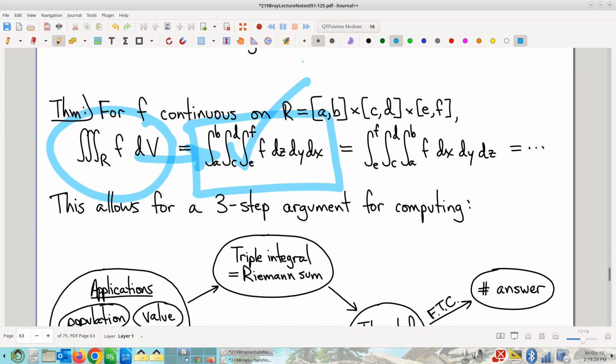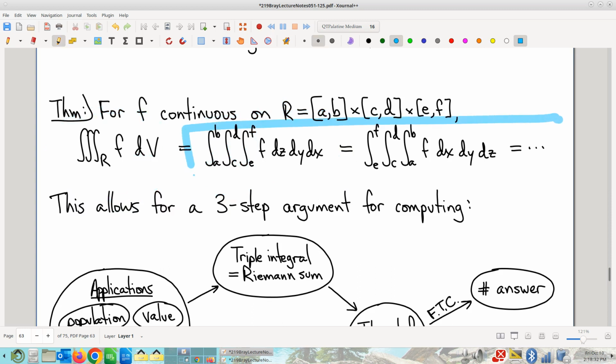Perfectly fine. And furthermore, take your pick of any of the 6 possible iterated integrals. Let's just think about that for a second. You do, in fact, have 3 differentials, and there are 6 different ways that you can order those differentials, and so therefore 6 different iterated integrals.